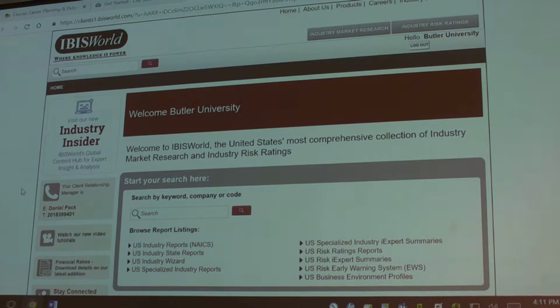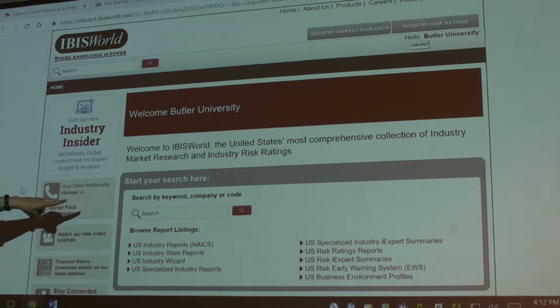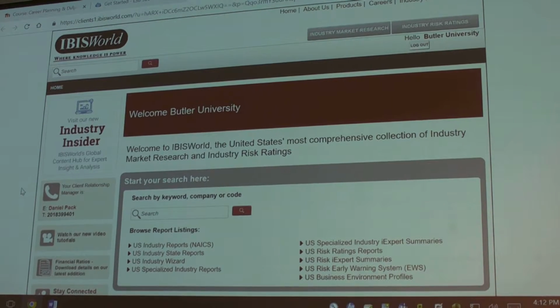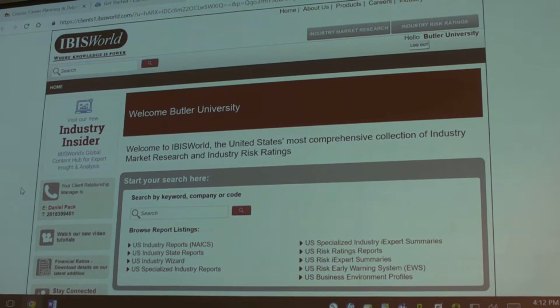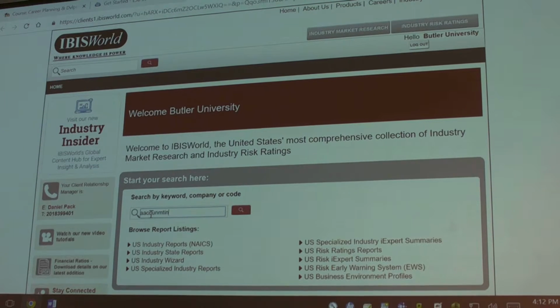The reason it's expensive is because they cover not only the broad industries, but the very specialized niche industries, which for many of you, that's what you're going to end up working in, are very specialized industries. It's easy to use. Again, you see you have a search box. You can plug in your NAICS code if you have one, or you can plug in a keyword. Anyone in here an accounting major? 2, 3, 4, 5, okay. So let's try for our example in IBIS World, go ahead and type accounting.